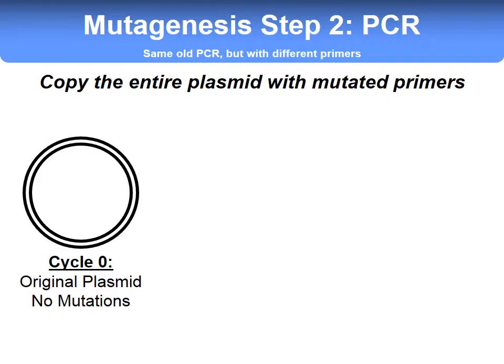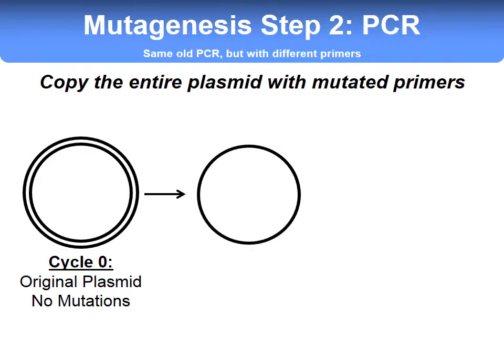Okay, so once you have your primers, you can go ahead and start with the PCR. So everything here is just about the same as with normal PCR. You still have Taq polymerase, you have nucleotides, a certain buffer, everything like that. And you start off with a template plasmid. So in cycle 0, all we have is the normal template. We don't have any mutations.